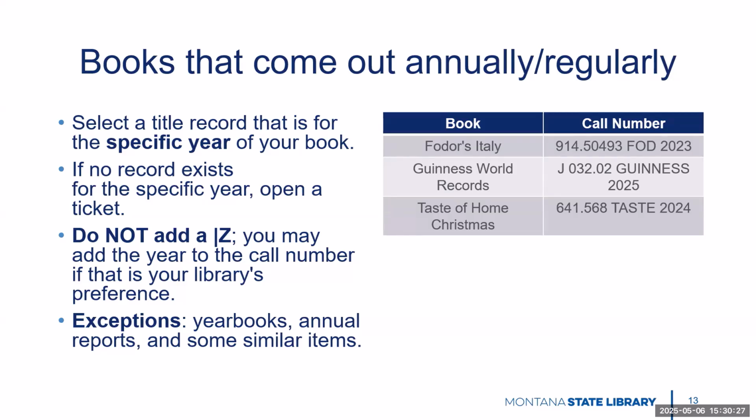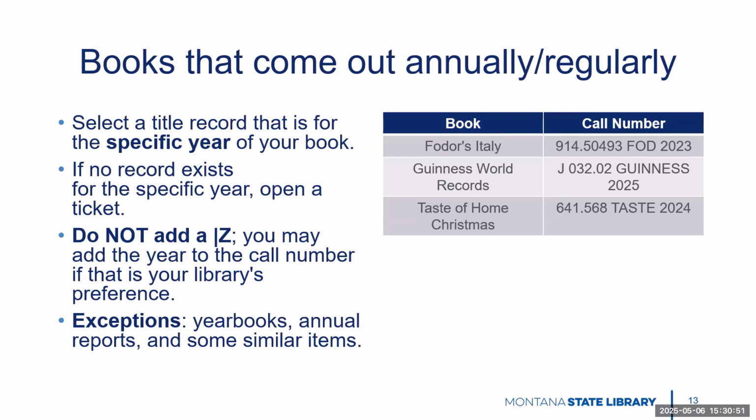Because this record will indicate the specific year of your book, you do not add a bar Z to your call number. However, you can add the year to your call number if that's your library's preference. It is not required, though in the examples on the right, I have done that just so you can see what it would look like.